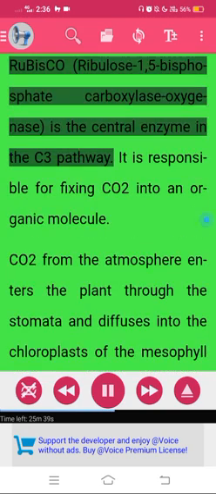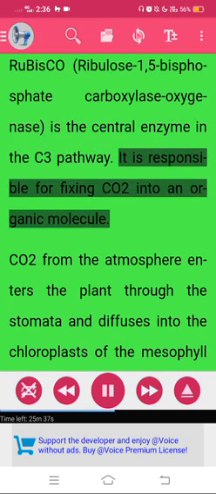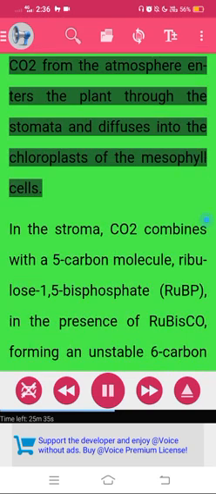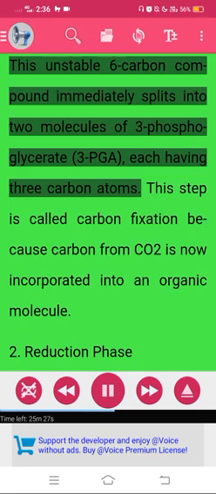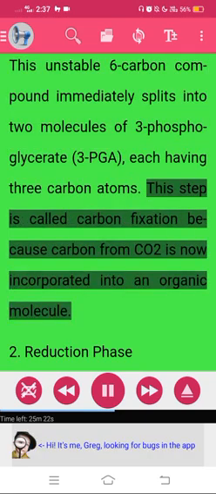1. Carbon fixation. Rubisco, ribulose 1,5-bisphosphate carboxylase oxygenase, is a central enzyme in the C3 pathway. It is responsible for fixing CO2 into an organic molecule. CO2 from the atmosphere enters the plant through the stoma and diffuses into the chloroplasts of the mesophyll cells. In the stroma, CO2 combines with a 5-carbon molecule, ribulose 1,5-bisphosphate (RuBP), in the presence of Rubisco, forming an unstable 6-carbon compound. This unstable 6-carbon compound immediately splits into 2 molecules of 3-phosphoglycerate, 3-PGA, each having 3 carbon atoms. This step is called carbon fixation because carbon from CO2 is now incorporated into an organic molecule.